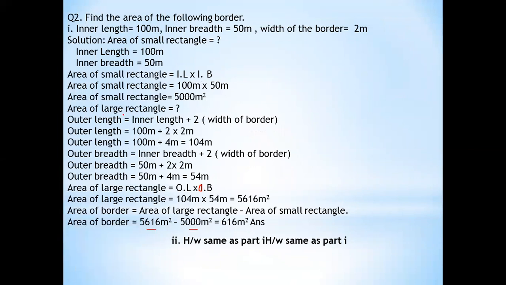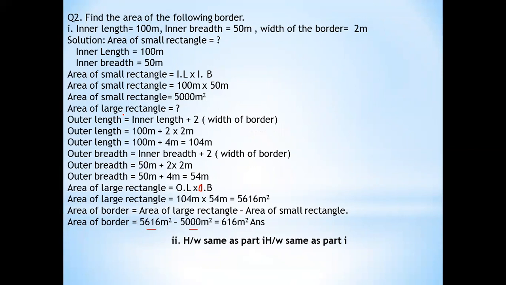Now find the area of the border, but here we have a word problem, no pictorial form has been introduced, but you can also introduce the pictorial form. In the pictorial form, you can write the values of the inner rectangle, and you have to find the values of the outer rectangle, and after that find the area of the small rectangle, the area of the large rectangle, and after that the area of the border.